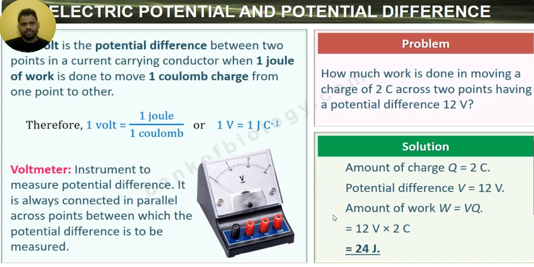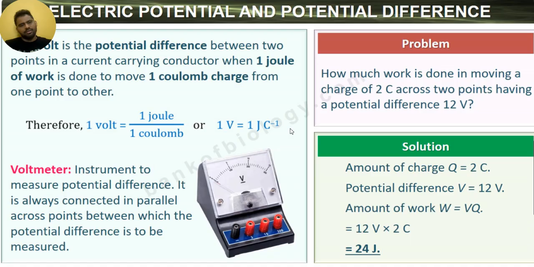Okay, let's move ahead. 1 volt. Now if they ask you the definition, define 1 volt, how can we define 1 volt? So what students have to write if it is asked, define 1 volt? 1 volt is the potential difference between 2 points in a current carrying conductor when 1 joule of work is done to move 1 coulomb charge from one point to another. So 1 volt is equal to 1 joule by 1 coulomb, or 1 volt is 1 joule by coulomb inverse.